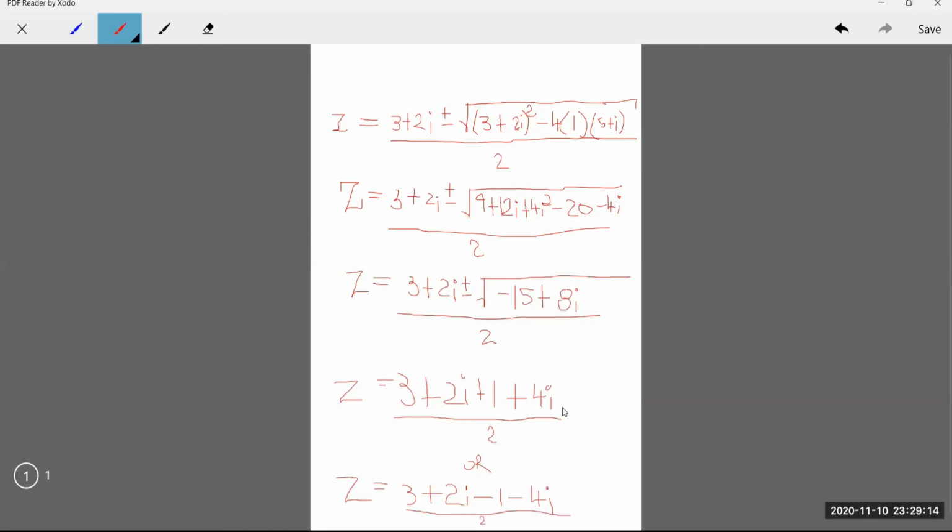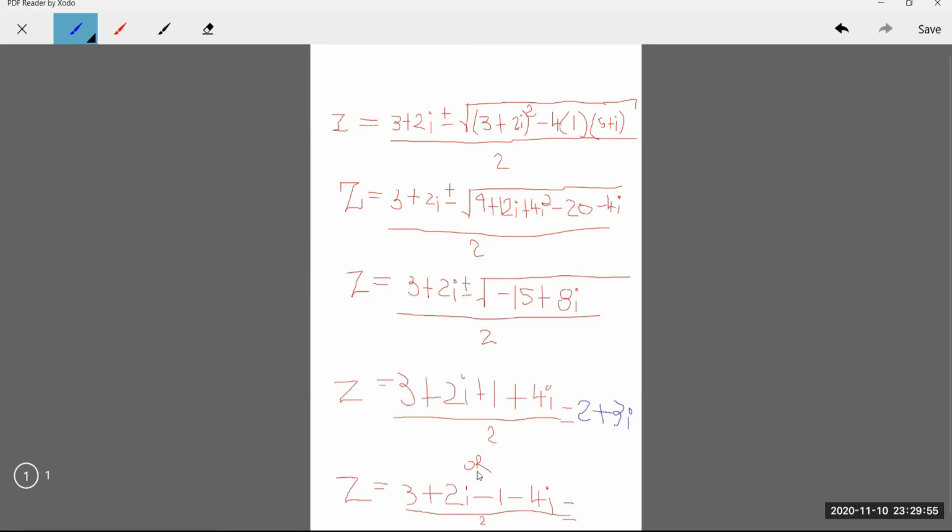All right. So now we can just go ahead and simplify it. Now 2i and 4i is 6i. And then we're getting 3 plus 1 is 4. 4 divided by 2 is 2. Plus 2i and 4i is 6i. 6i divided by 2 is 3i. So this works out to be 2 plus 3i. That's one answer.